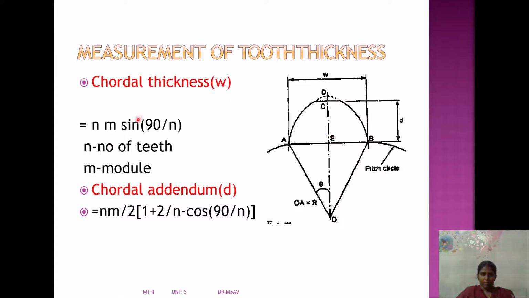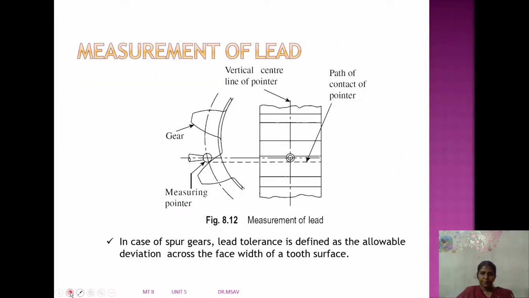Which can be calculated by means of this formula: N m sin 90 divided by N, where N is the number of teeth and m is the module. Then one more formula for the chordal addendum: N m divided by 2, open bracket, 1 plus 2 by N minus cos 90 divided by N. By using these formulas, we can directly calculate the tooth thickness and chordal addendum.